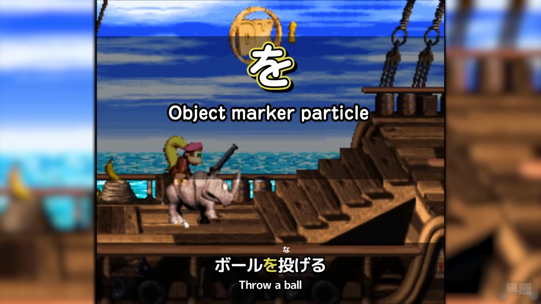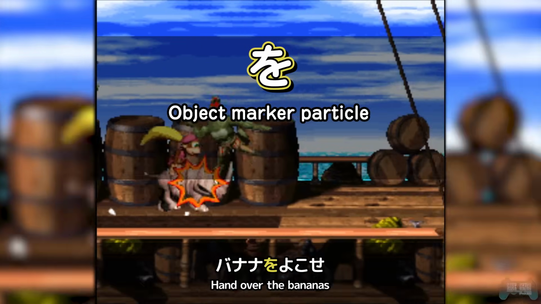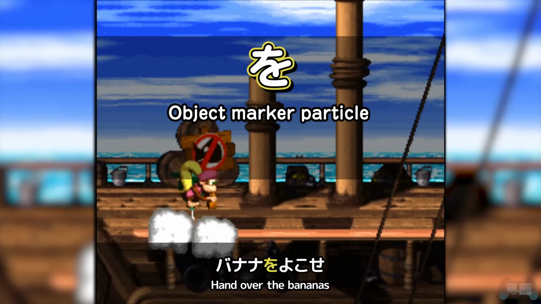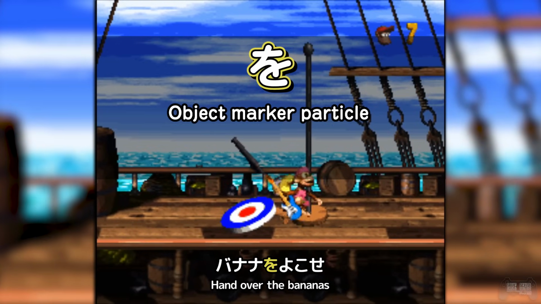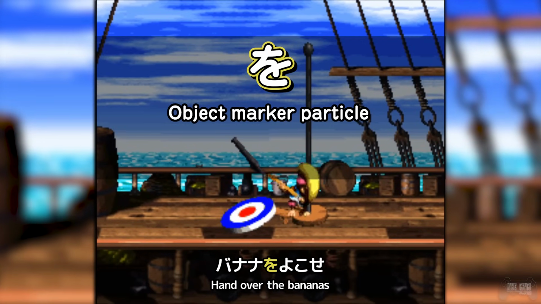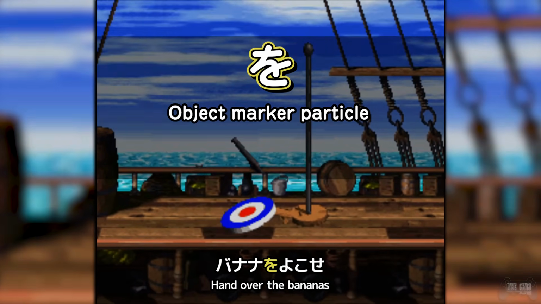Throw a ball, boru o nageru. Or like here in Donkey Kong Country 2, hand over the bananas would be banana o yokose. Yokosu meaning to hand over. What are you handing over? Find the o particle to find out. Bananas.